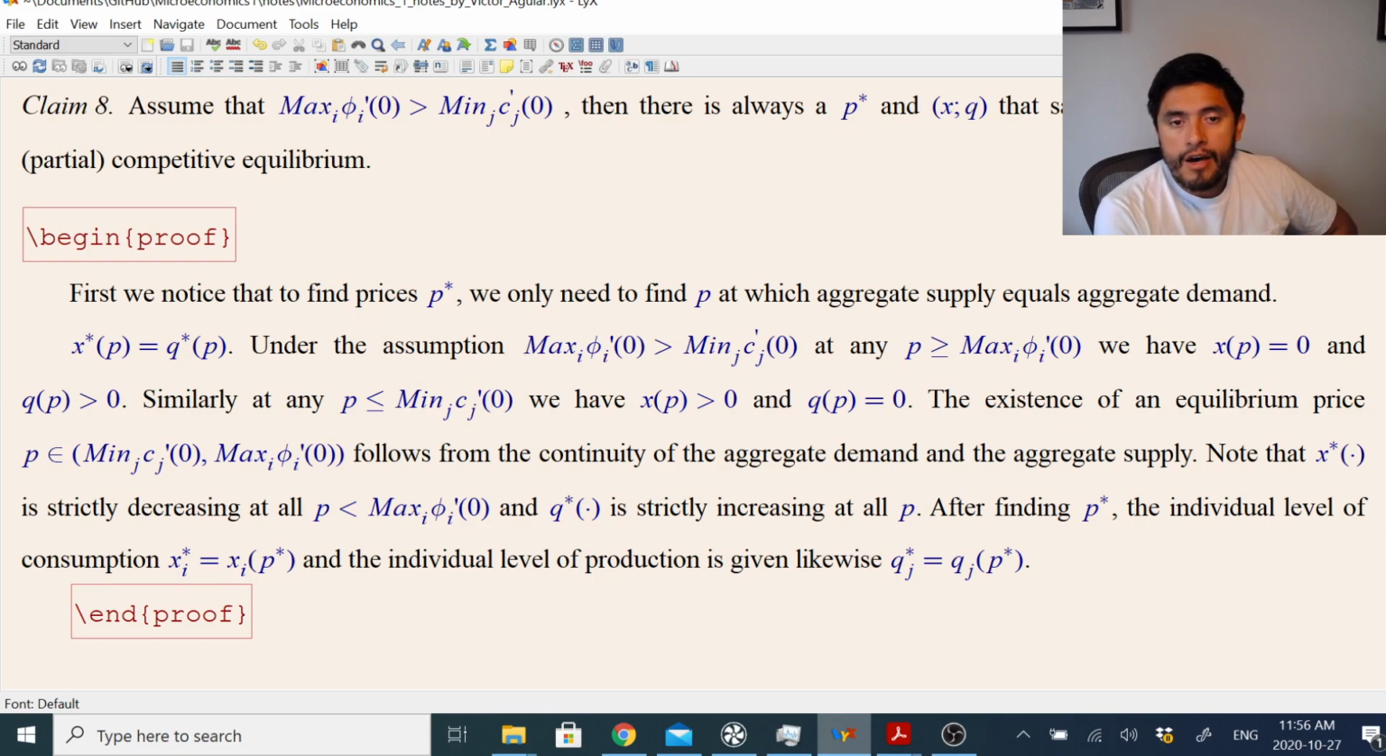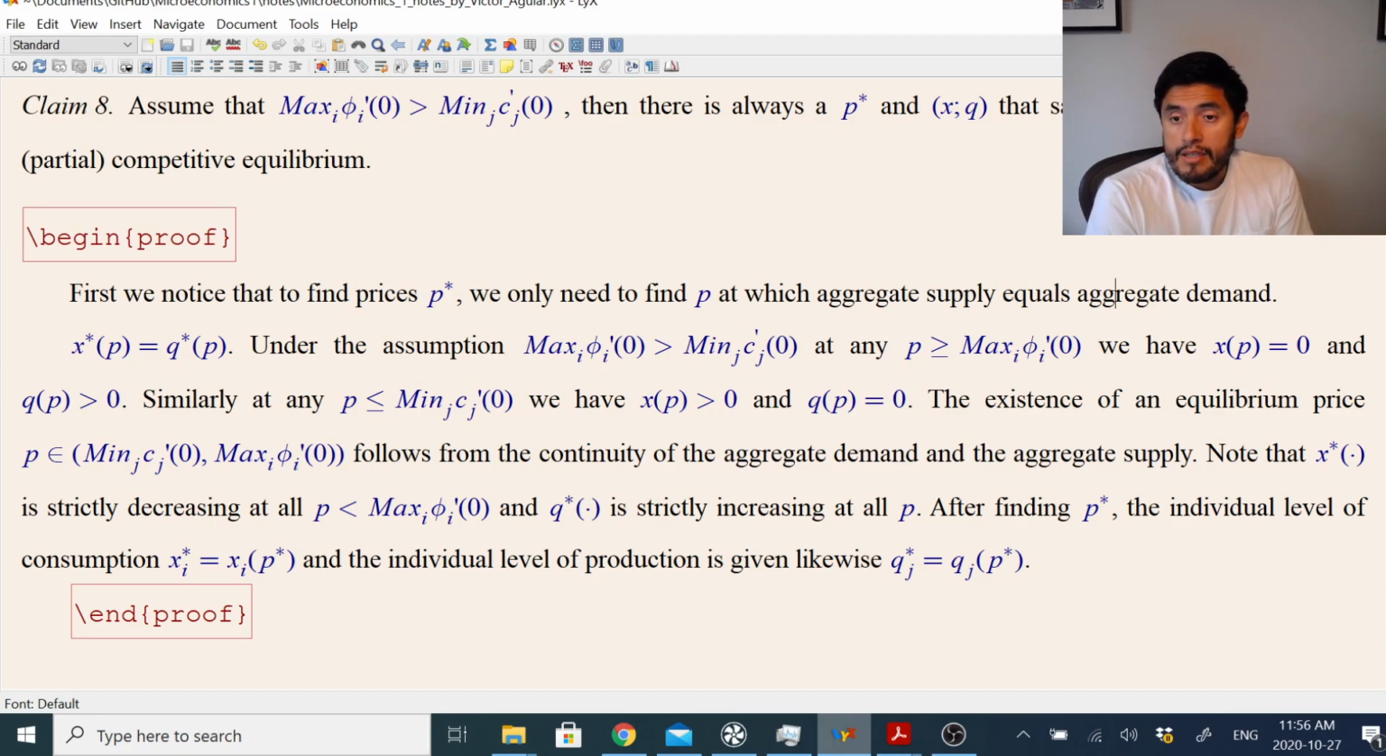Now, if you have the opposite case where the price is less than or equal to the marginal cost, firms don't want to produce because it's actually too costly for them. They are going to lose money. But of course, consumers will want to buy. Then the existence of an equilibrium price will be inside this interval between the minimum of the marginal cost at 0 and the maximum of the marginal utility.